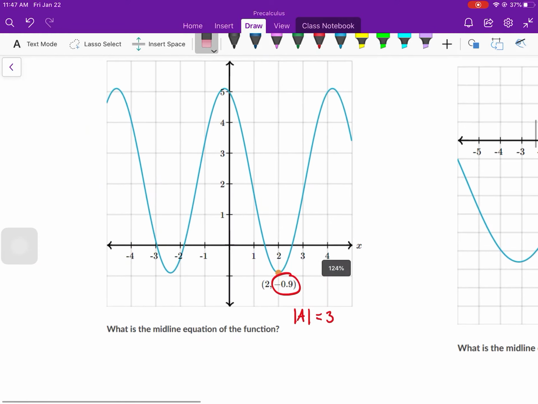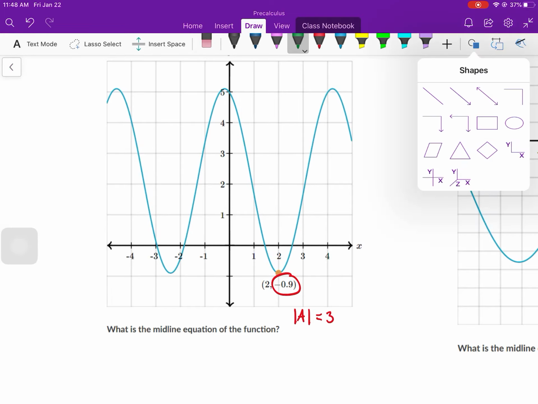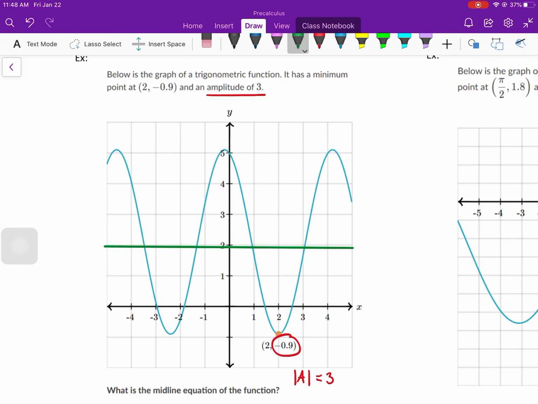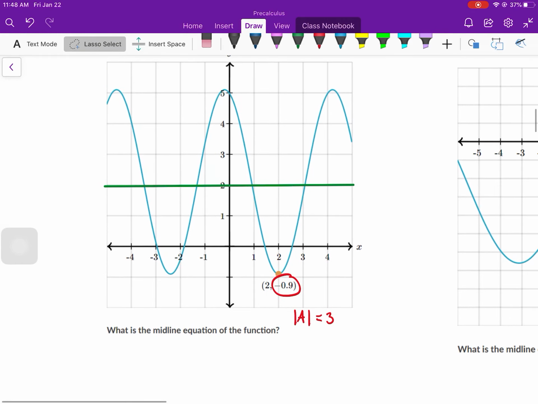What are we trying to find here? In math, you've got to start with that. What are you trying to find? What is your goal? The equation for the midline. I want to find this middle spot right here. That is my goal. How do I find that middle spot? Well, if I have the bottom, and I know the amplitude is the distance between the valley and the midline, or the peak and the midline, the mountain and the midline, then I know that the midline is 3 away from here.